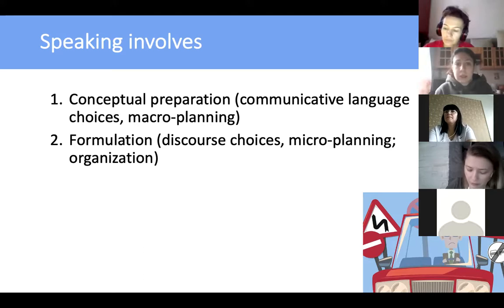We can elicit some language. Okay. And pre-teach if we need. Yes, correct. Okay, so put it on board. So vocabulary. What else? Presenting some keywords or expressions.